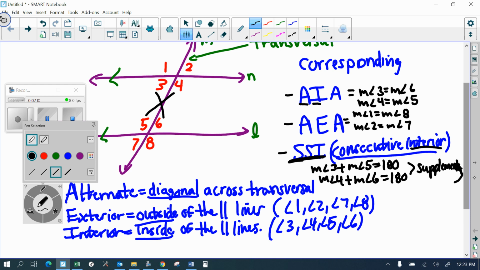Same side of the transversal. 5 and 6 are not on the same side. They're on opposite sides of the transversal. And they're interior. So 3 and 5, 4 and 6, all same side interior angles, or also called consecutive interior angles, are supplementary.